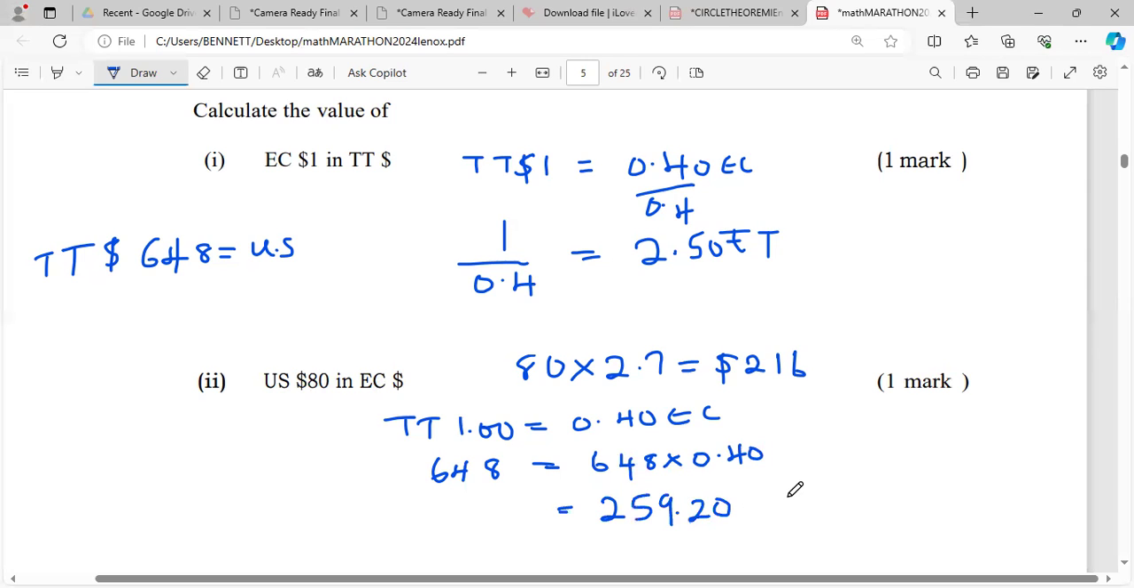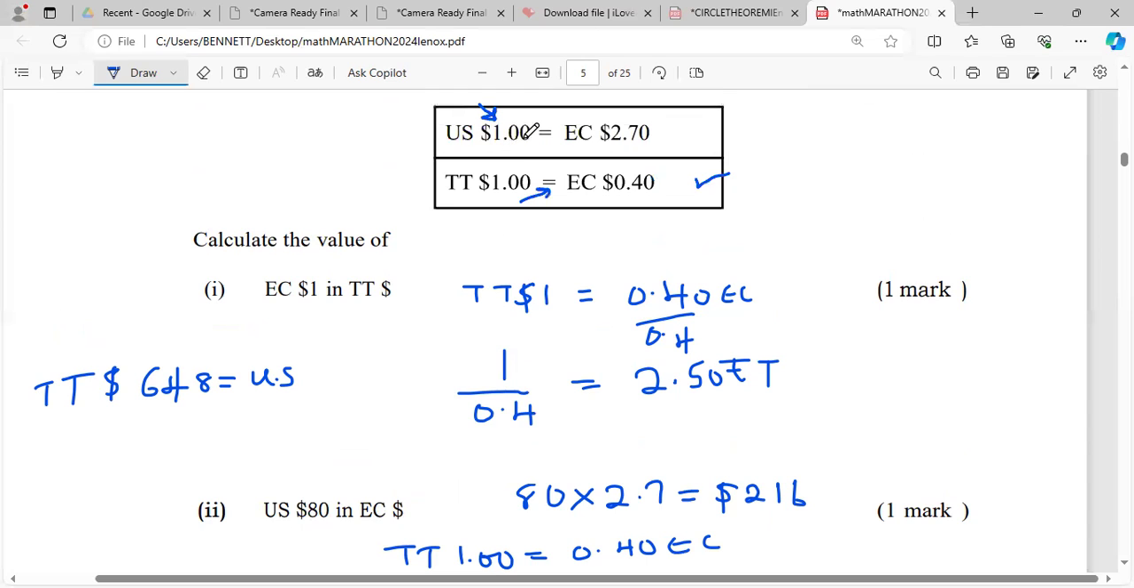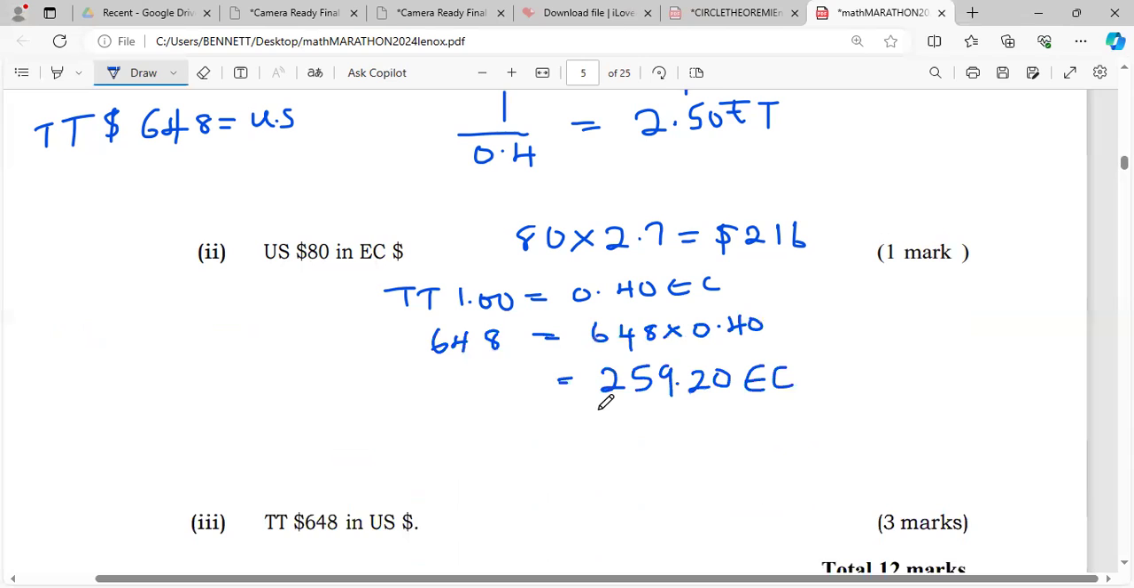But guess what? This means we know the rate, because we already know how to convert from Eastern Caribbean to US. 1 US is $2.70. So all we have to do is simply divide by the $2.70 now. Punch it in your calculator and you're good. So it actually gives 96 US. Just punch it in your calculator, you get that 3 marks there. But this was a nice question.